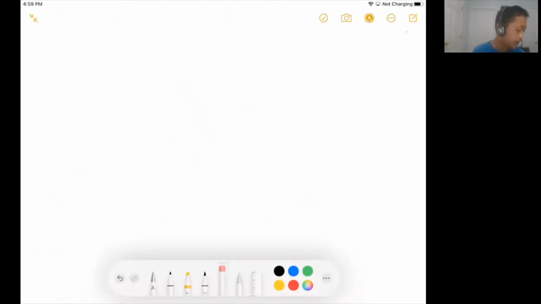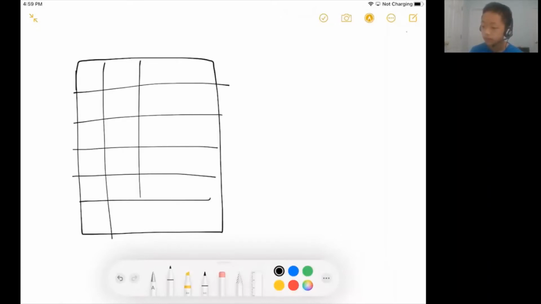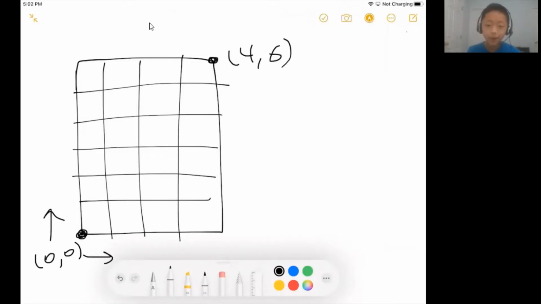Find the number of paths from (0, 0) to (4, 6), such that you can only move 1 unit right and 1 unit up on each step. So this is a very similar problem to the previous one. Let's say you wanted to get from this point up to this point. Again, you can only move right and you can only move up. So this problem was very similar to the example that we just did.